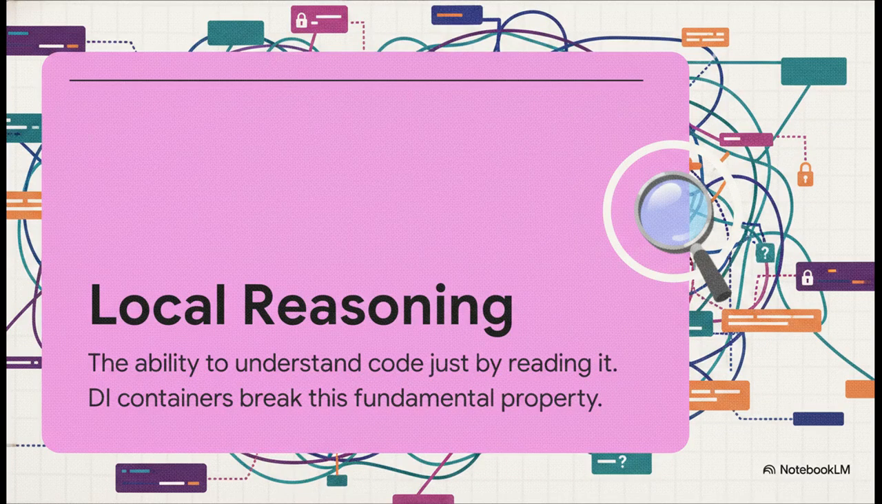Overusing DI absolutely breaks a crucial property of understandable code, local reasoning. The moment you can no longer understand what a file does just by reading it, because its most important dependencies are magically injected from somewhere else entirely, you've lost. You now need to understand the entire DI container just to understand a single module.